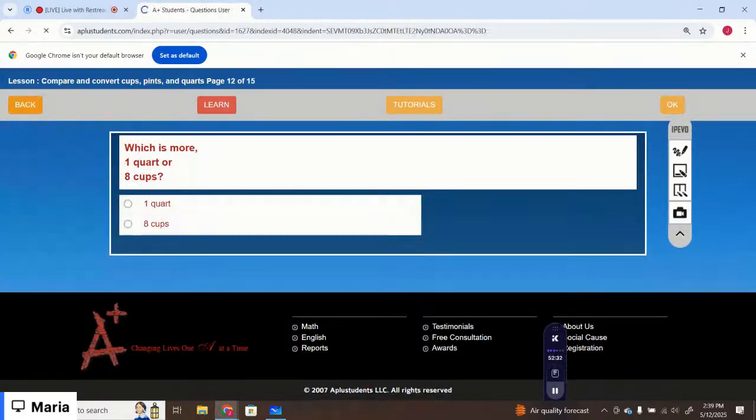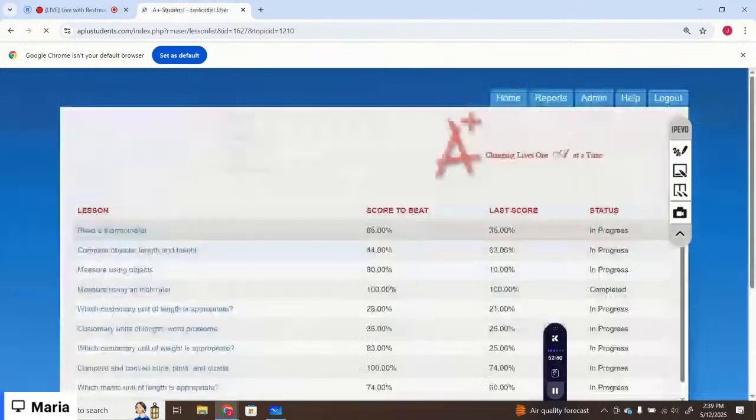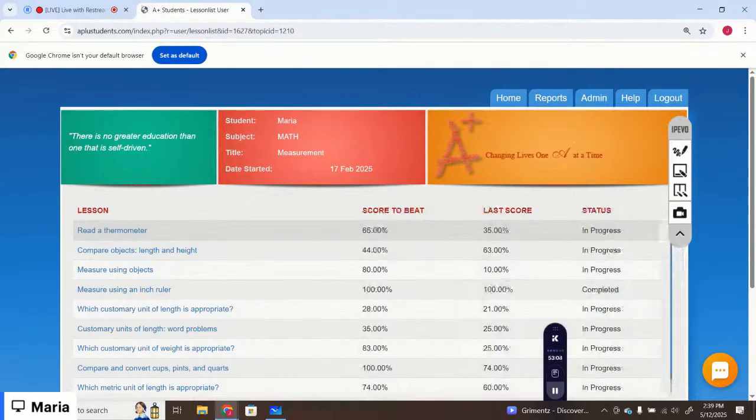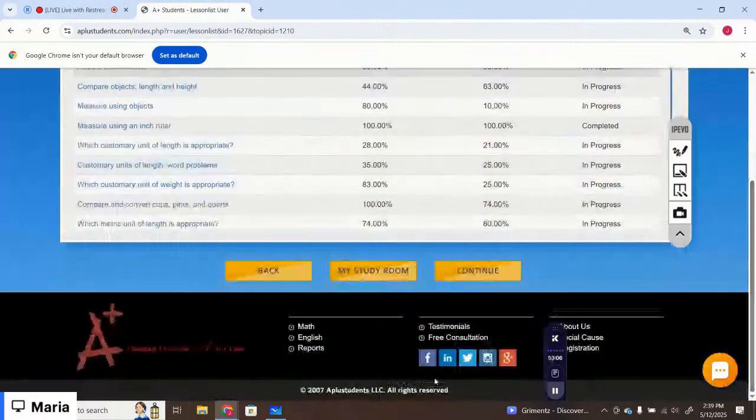So we were working on grade one math. The chapter we were working on is measurement. The lessons we have covered today are which customary unit of length is appropriate, customary units of length word problems, compare and convert cups, pints, and quarts, and which metric unit of length is appropriate. So please make sure before the next session you complete all the practice questions for the lessons we just did. That is your homework until the next session.